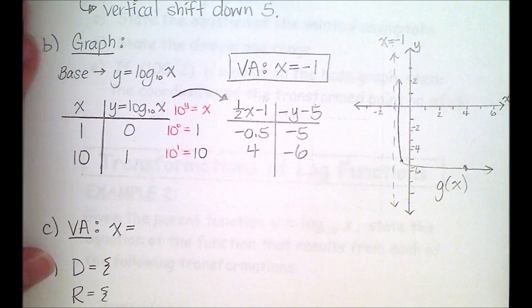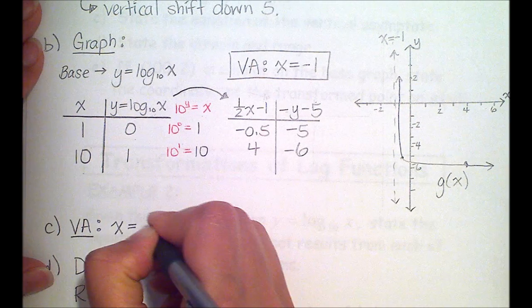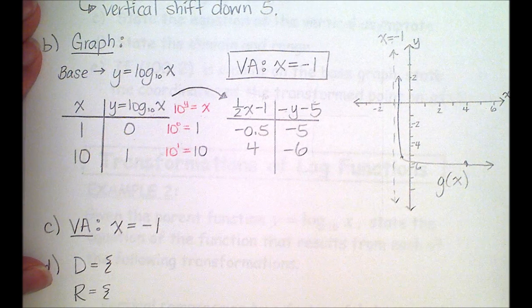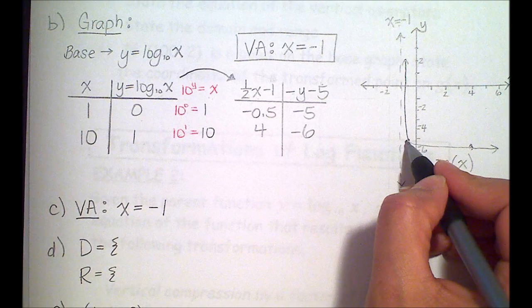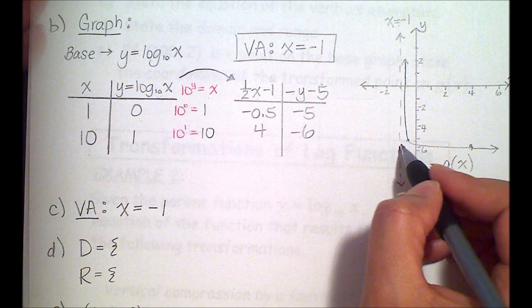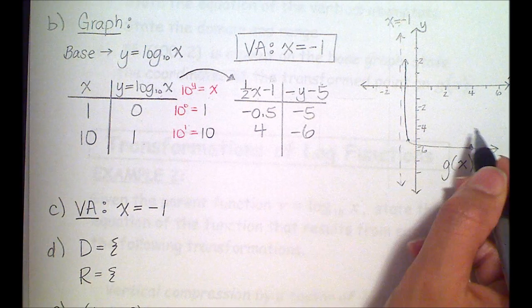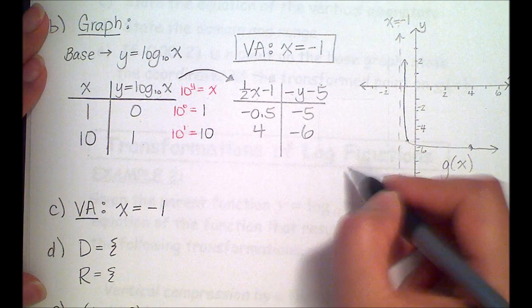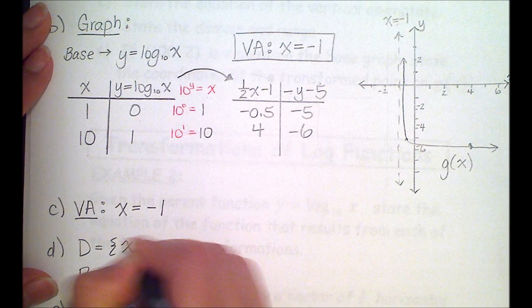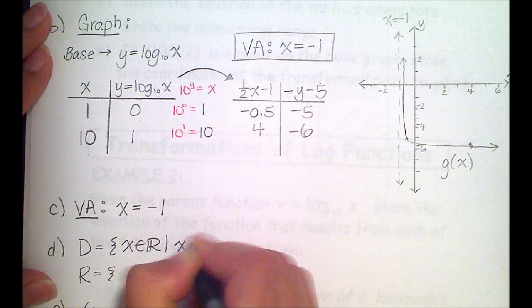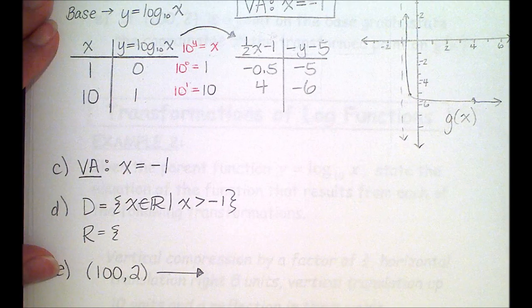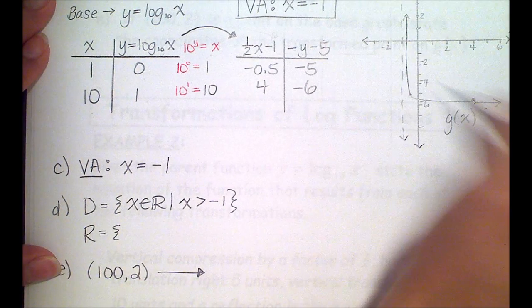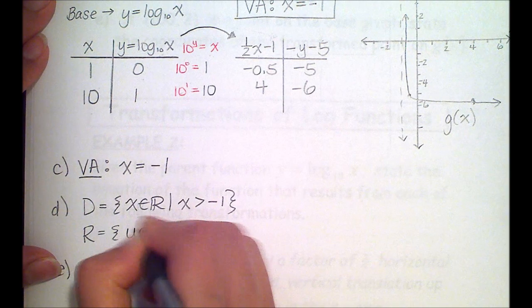Okay, in terms of the vertical asymptote, we already know what this is. This is x equals negative 1. In terms of the domain, you can see that the smallest value of x is going to be a value greater than negative 1. And all my x values are more than negative 1. Not equal to negative 1, but only greater than negative 1. So x is an element of all real numbers such that x is greater than negative 1 is the domain. Okay, in terms of the range, you can see that the graph goes infinitely upwards and infinitely downwards. So it's going to be all real numbers.